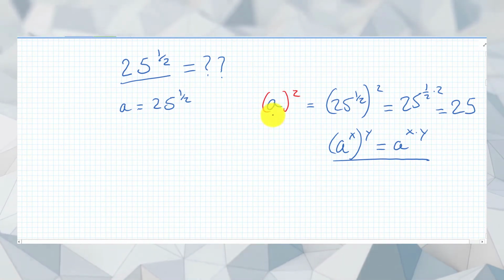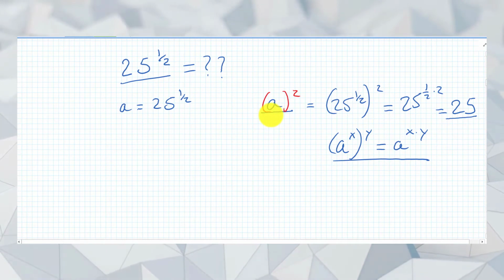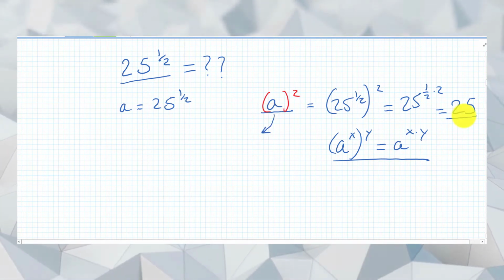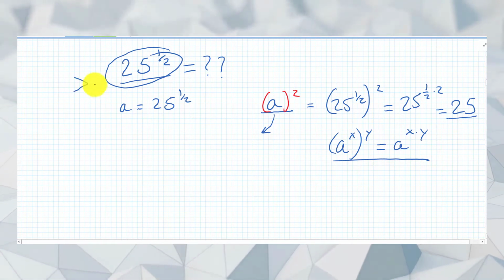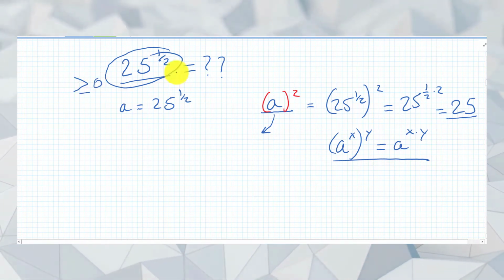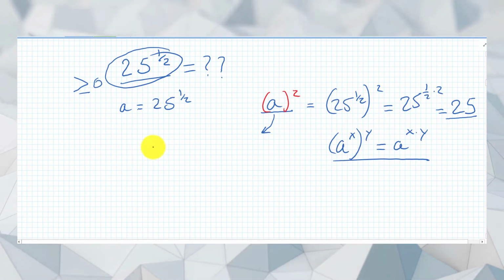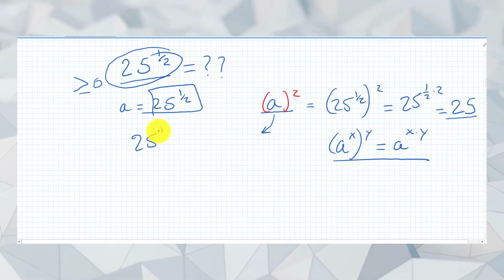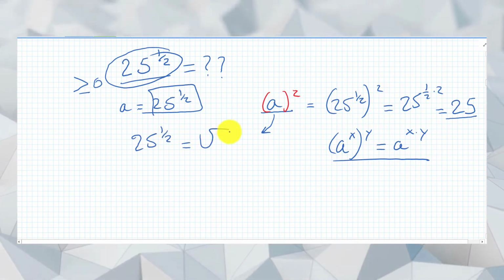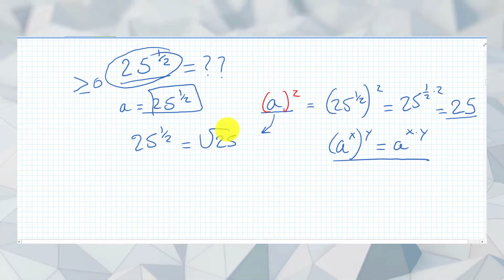So what happened there? I squared a and I found 25. So a is a square root of 25. Now, I'm going to assume this is a non-negative number, and so it would be the positive square root, the principal square root of 25. So it looks like 25 to the 1/2 should be the principal square root of 25.